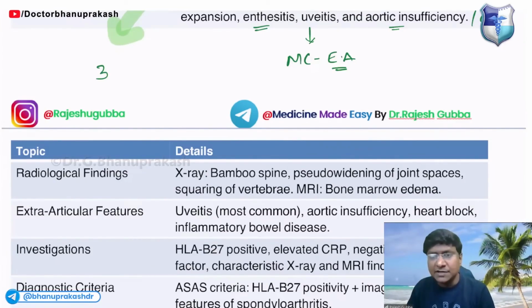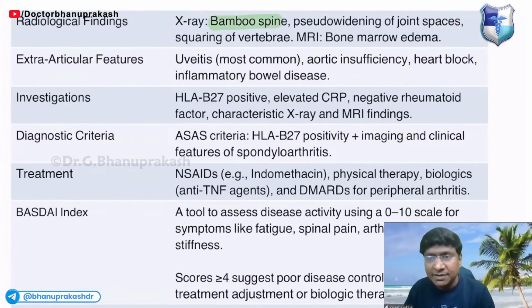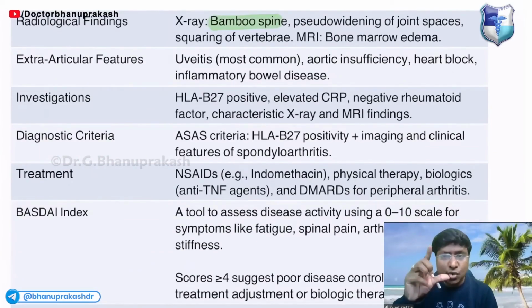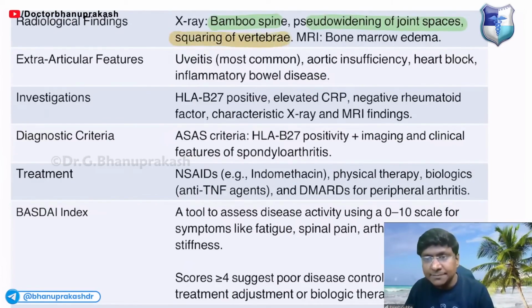And what will be the radiological features? Radiological features of ankylosing spondylitis have been asked multiple times. When you do an X-ray of the spine, you will have the bamboo spine, and there is pseudo widening of the joint spaces. There will also be squaring of the vertebra. And whenever you do an MRI, MRI will show you that there is bone marrow edema. That will be the radiological finding in patients with ankylosing spondylitis.